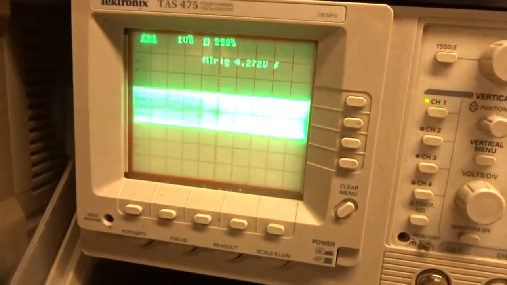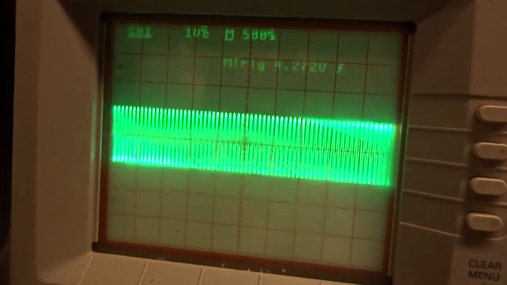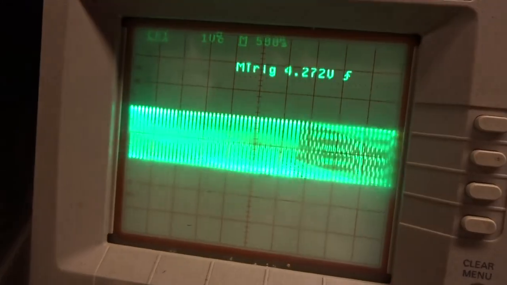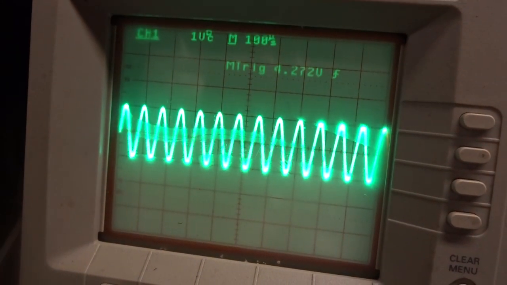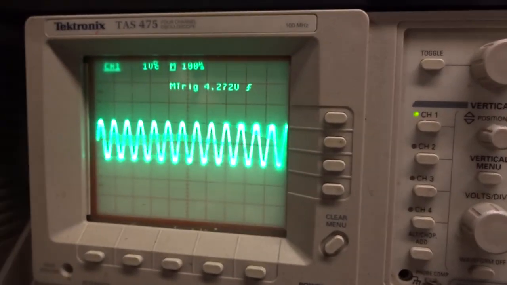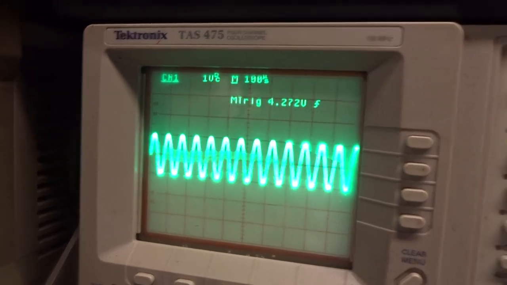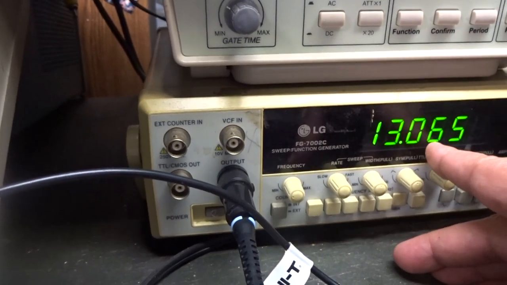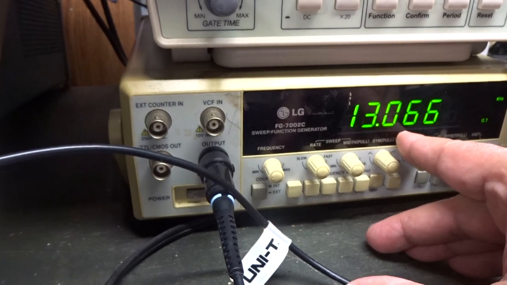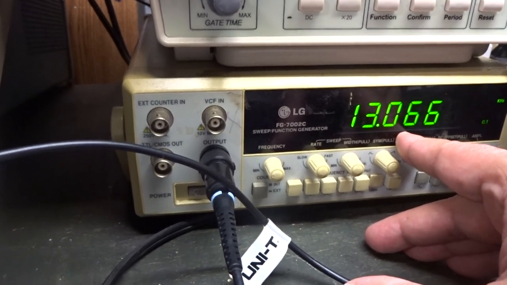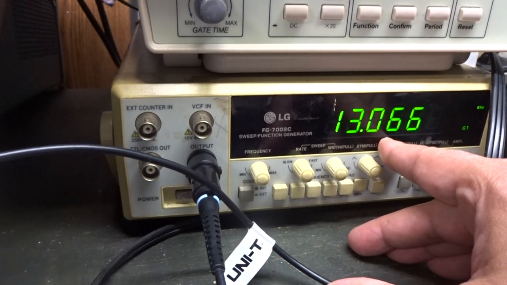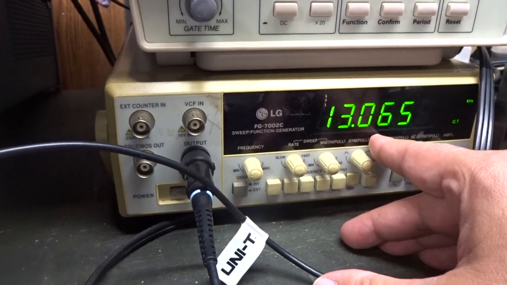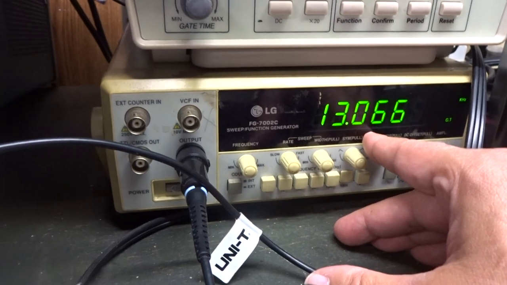This is my oscilloscope. You can see a waveform on the oscilloscope right now that is above human hearing. Human hearing ranges from 20 hertz to 20 kilohertz. The frequency right now is above 20 kilohertz. My function generator says 13.066 kilohertz. Well, that's below 20 kilohertz, but we still can't hear it. It is above human hearing. The problem is with the function generator. This is what happens when you buy test equipment off eBay. Yes, you can get a good price, but you also don't always get the most accurate instruments.